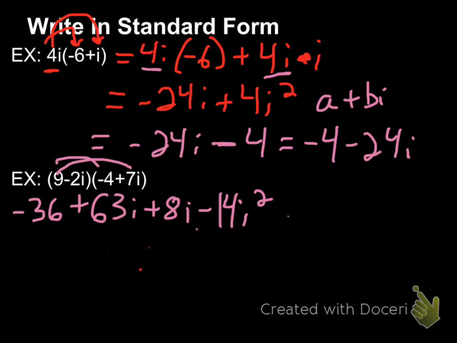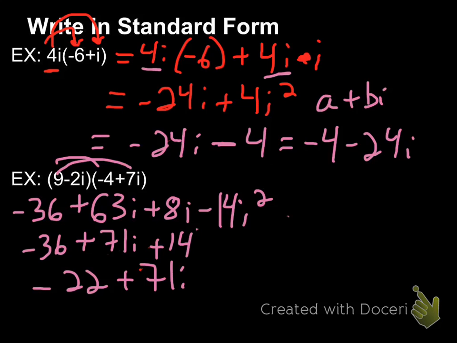I've got negative 36. I can't do anything with that. 63i plus 8i is just 71i. And then negative 14 times i squared is the same as negative 14 times negative 1, which is actually plus 14. 36 plus 14... negative 22. Negative 22 plus 71i. Is that in standard form?